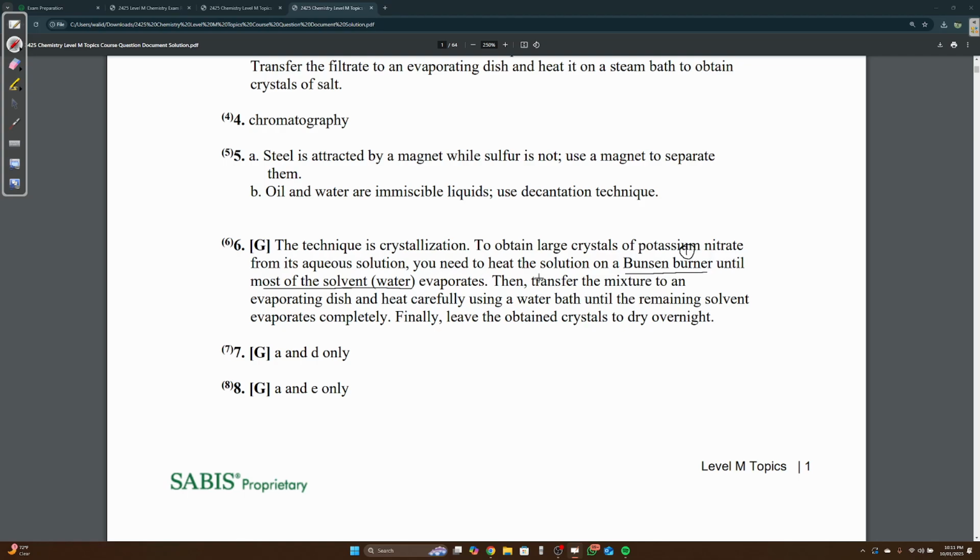After that, there's the second stage of transferring. Transfer the mixture to an evaporating dish. That's always the second step. Then after that, heat carefully. That's always the last step, because you don't want to burn the dish. That's how I memorize. These are the keywords. And then obviously until remaining solvent evaporates completely. These are just keywords I memorized.